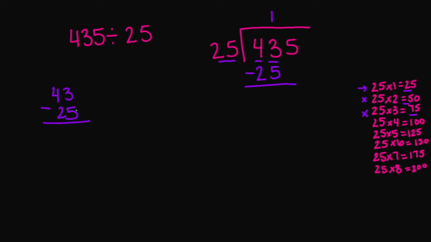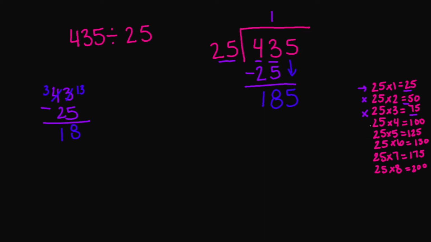So 3 minus 5, I can't do that. I'm going to borrow from my tens place. This 4 will become a 3. This 3 will now become a 13. So now you have 13 minus 5, that's 8. And then you have 3 minus 2, that's going to give you 1. So 43 minus 25 is 18. Now I'm going to bring down my 5. 25 goes into 185 now how many times?